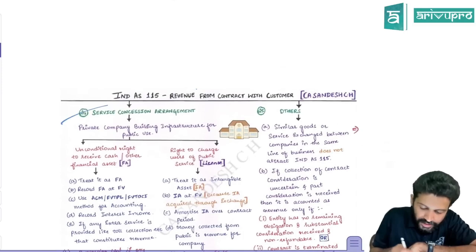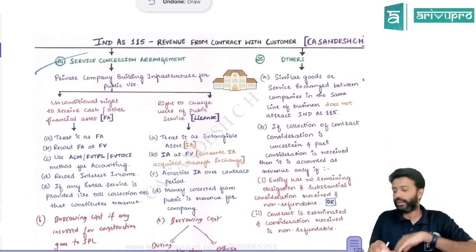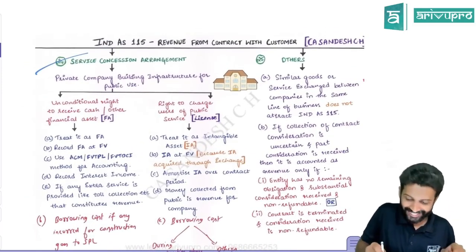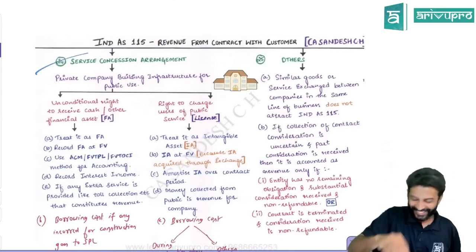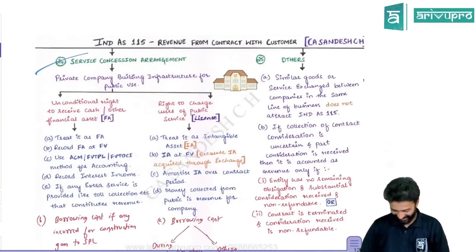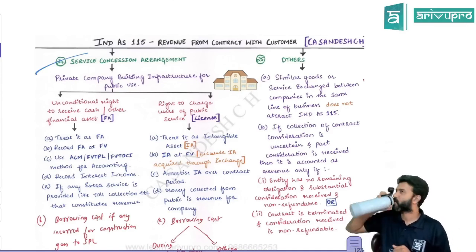Okay, sir. Next is service concession contracts. So how much more, sir? Okay, I think this is the last concept, and we have 1 or 2 questions. That's all. Yeah. Okay, already fed up. Yeah, these are standards which have a lot of small concepts.